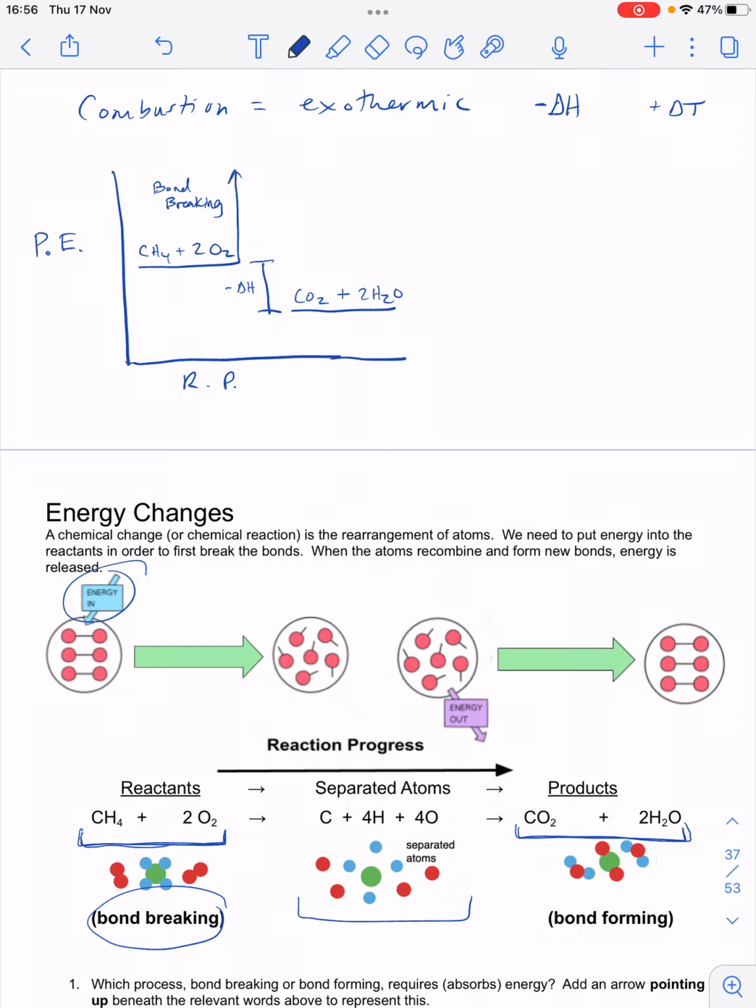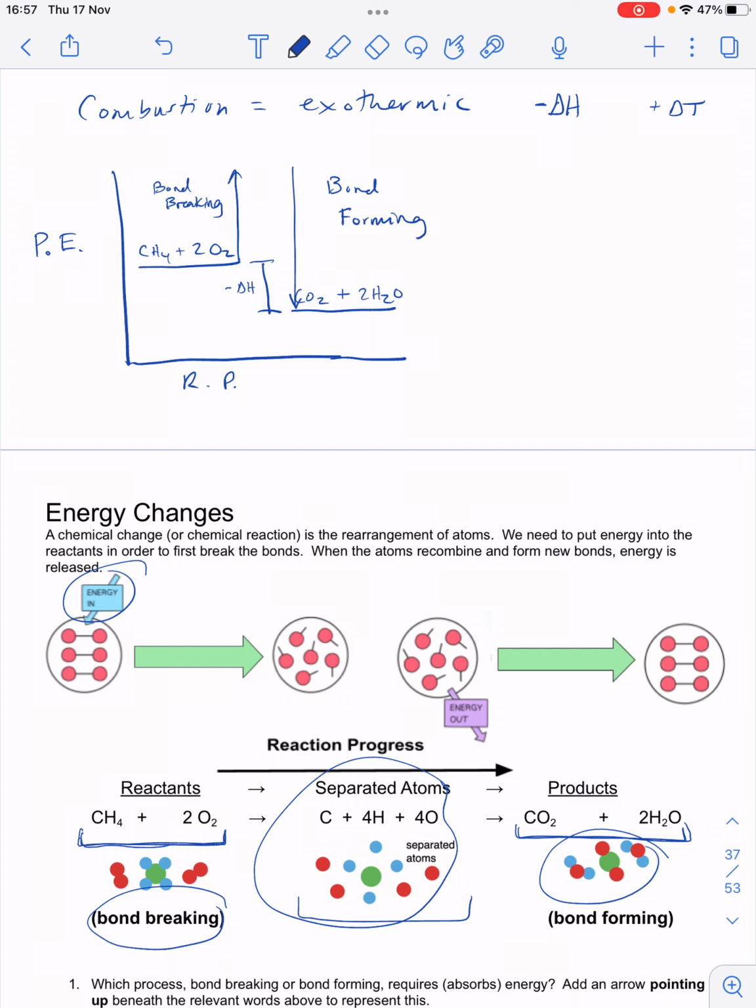Then we have all these separated atoms, and they start coming together and forming products. When atoms come together and form attractions with each other, that always releases energy. And so releasing energy we represent as a negative change, as a drop, because the atoms themselves are giving away their energy, so their amount of energy is going down. So this part of the diagram with the downward arrow shows bonds forming.